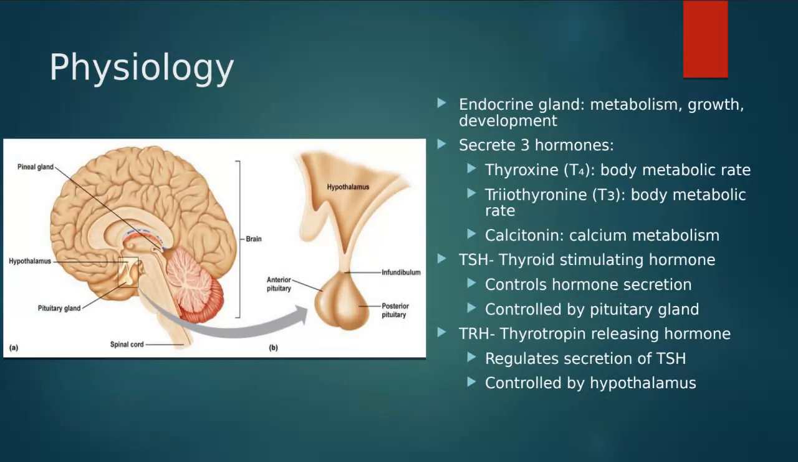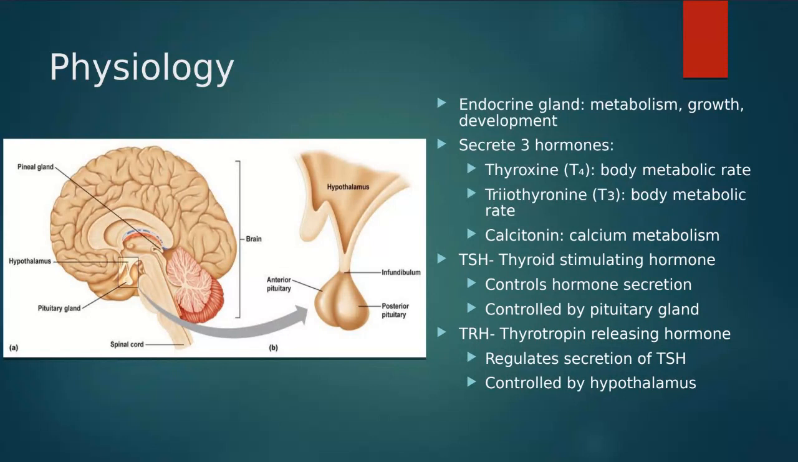Moving into our physiology of the thyroid and the parathyroid. The thyroid itself is an endocrine gland, and we should remember from last semester that endocrine glands are responsible for secreting hormones directly into the bloodstream. Now, the thyroid has a very close relationship with the pituitary gland in our brain and the hypothalamus in our brain. So we have a very close hormonal relationship with these structures.